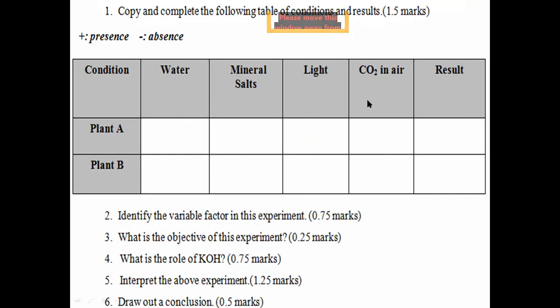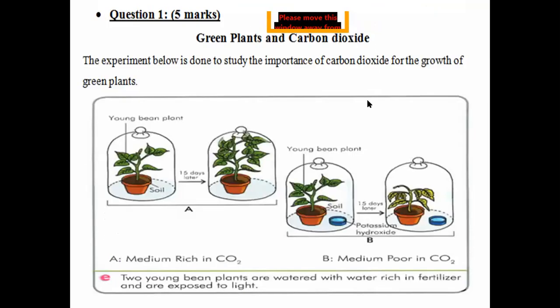To study the importance of carbon dioxide for the growth of the green plants. What is the role of KOH, potassium hydroxide? It's done to absorb carbon dioxide. Interpret the above experiment. Interpret is analyze plus indication.